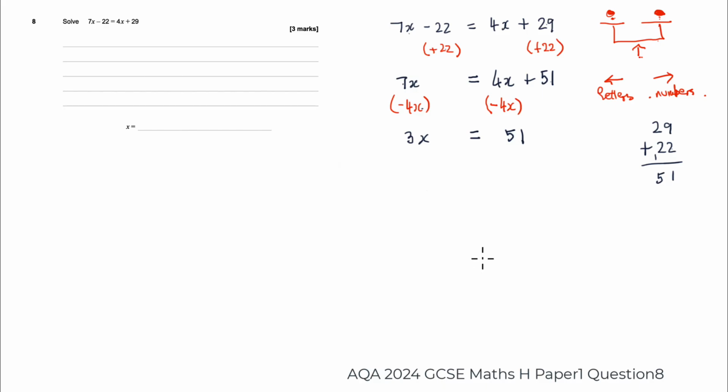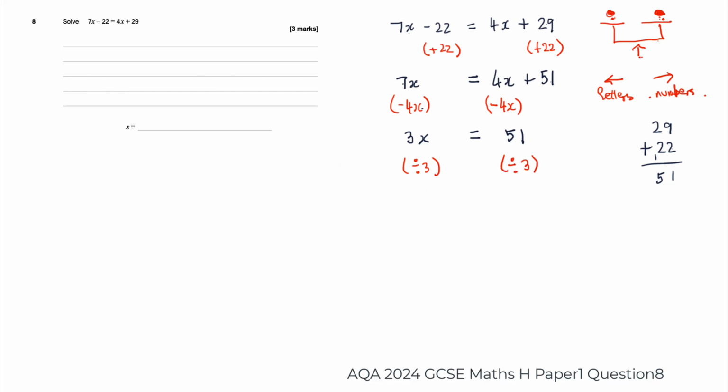So what's next? Well, we really want 1x, we don't want 3 lots of x. So what's the opposite of multiplying by 3? Well, that's dividing by 3. So if I divide this by 3, I'll end up with that 3 disappearing, and I'll get 1x. And remember, divide 3 on the left, I have to divide 3 on the right to keep the thing balanced.